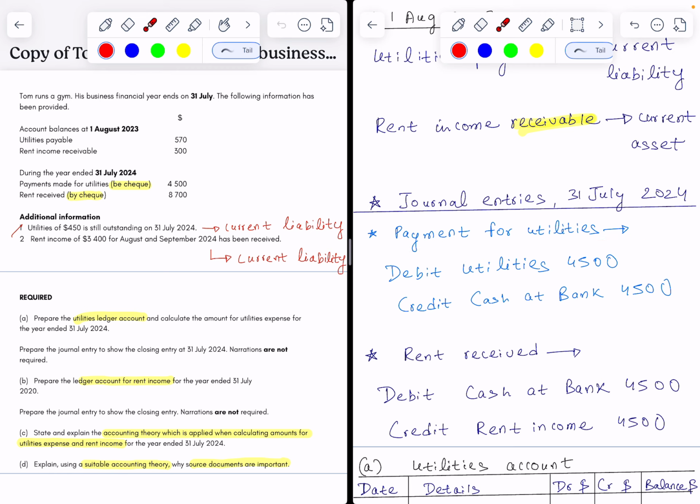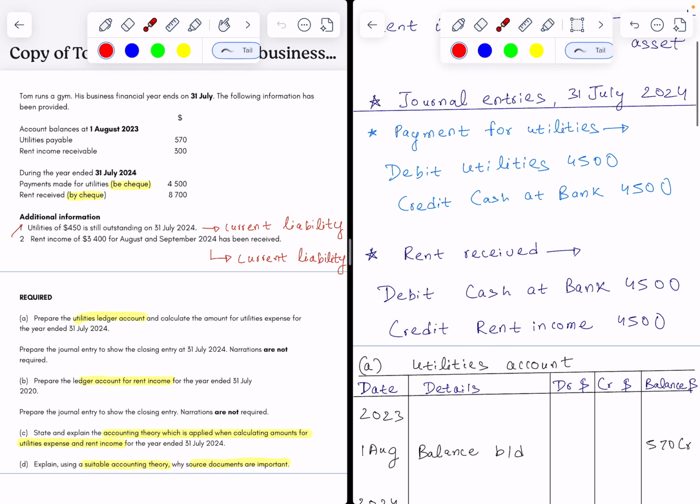Now, cash at bank account in itself is a current asset account. Assets by default are always debited, which means when they increase, they're debited. Now that we have made this payment for utilities, our funds available in the bank account are going down. Therefore, assets are going down. And when assets go down, we credit them. That's why we are crediting the cash at bank account by $4,500, and the corresponding debit entry in this case is the utilities expense account in itself, which is the amount of $4,500.